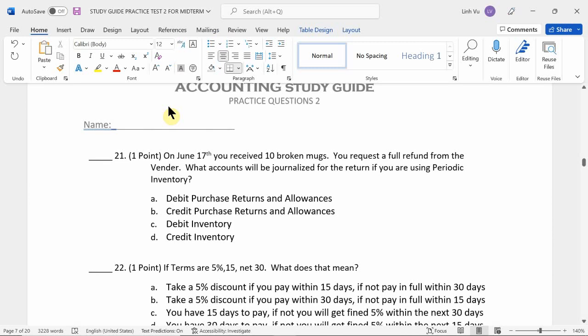Number 21. If on June 17 you end up receiving 10 broken mugs, you request a full refund from the vendor, what accounts will be journalized for this return if you are using the periodic method?